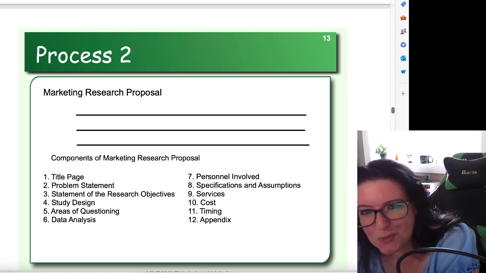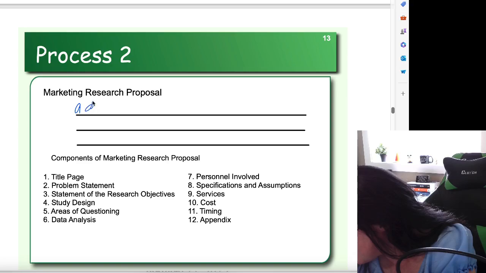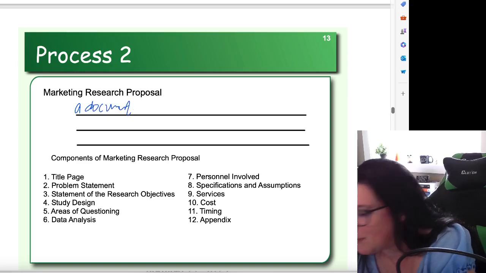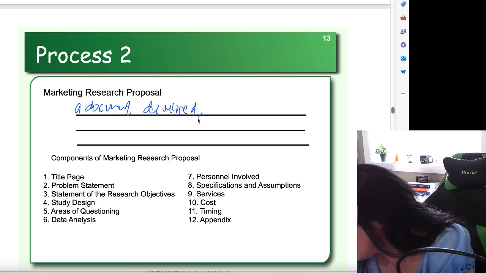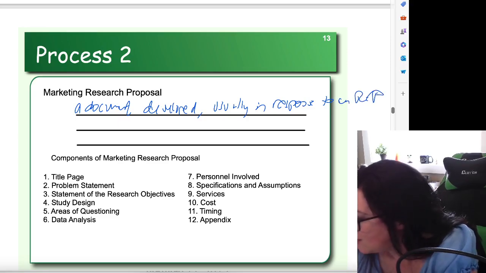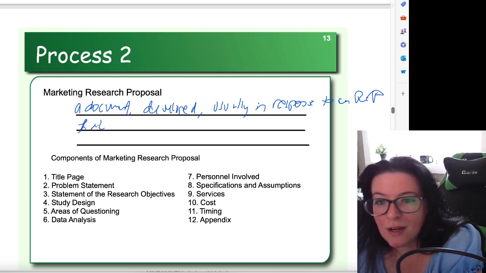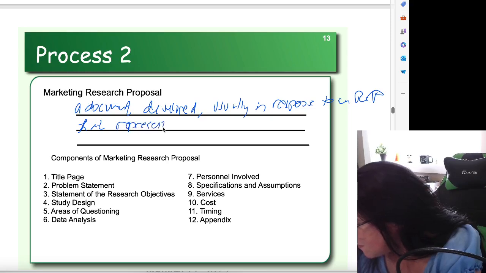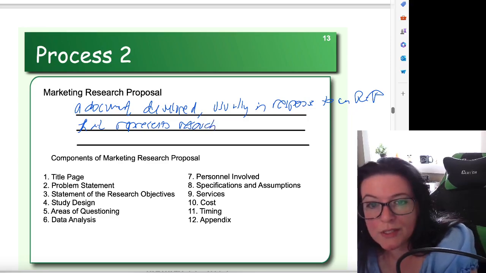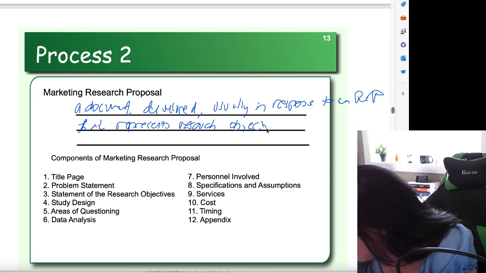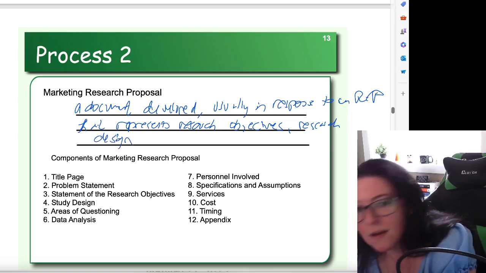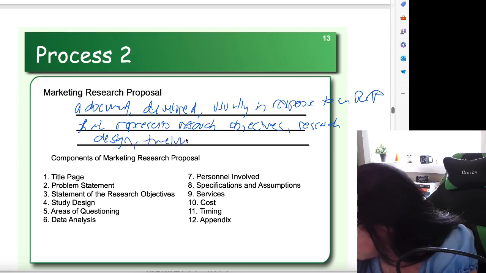All right, so a research proposal is a document developed usually in response to an RFP, okay, that represents research objectives, research design, timelines, and cost of project.